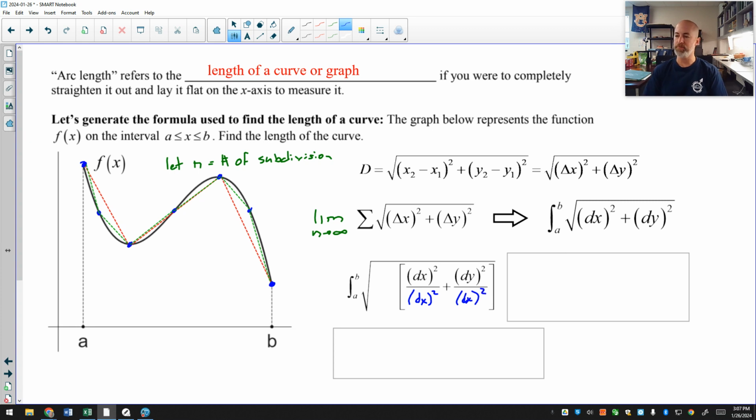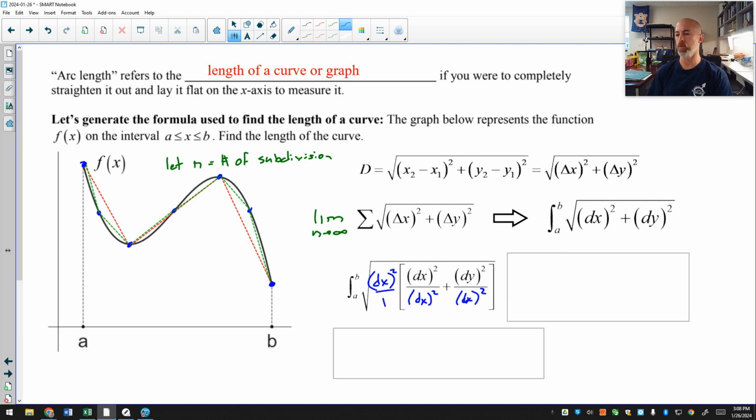And divide both of those by dx squared. Well, if I divide them by dx squared, I have now altered the formula. Pray I don't alter it further. Well, I actually need to alter it further because I have to undo what I just created. If I divided by dx squared, I need to multiply each of those by a dx squared. And I'm going to do that by sticking a dx squared out here.